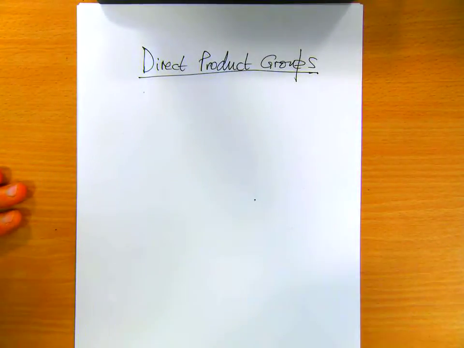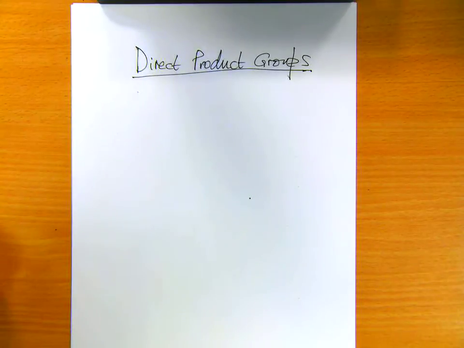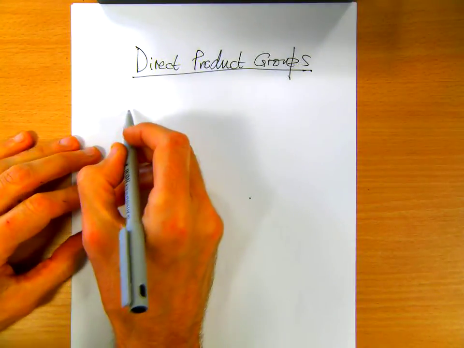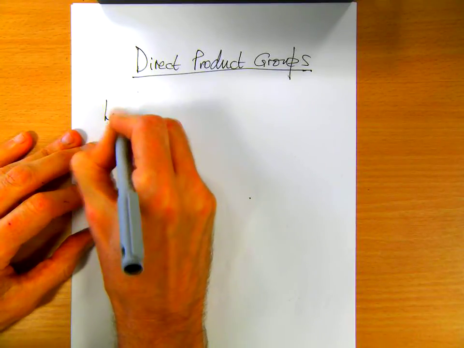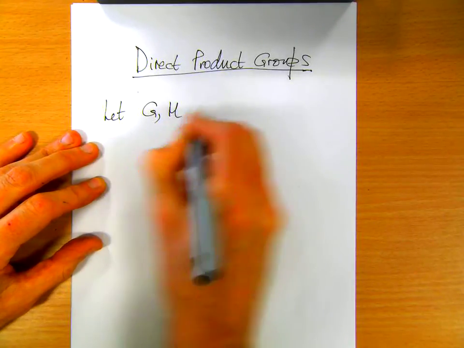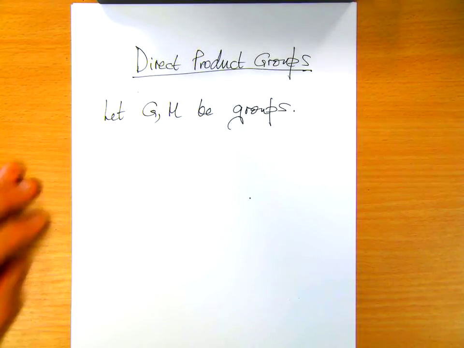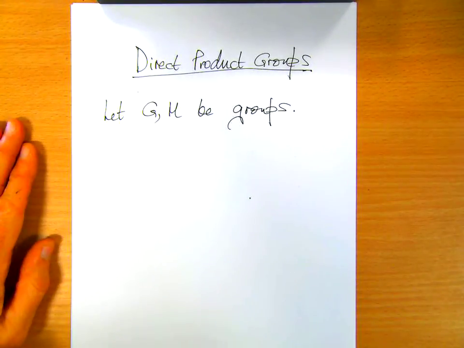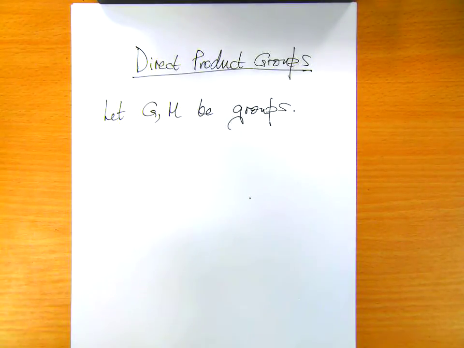And we'll be using this in and among from now on. But it is quite useful to introduce it at this point. As I say, Fraleigh introduces it a bit later on. So, let's just start thinking about what could happen. So we're going to have two groups, G and H. And I want to construct some sort of product of these two groups, which will itself be a group.